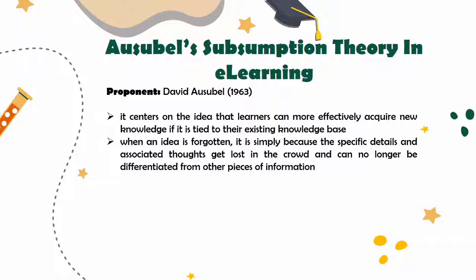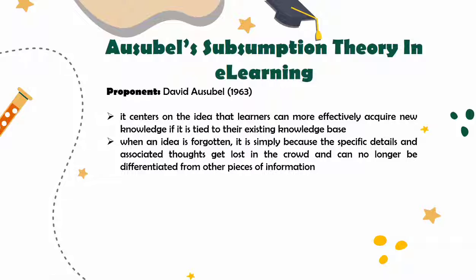So rather than building an entirely new cognitive structure, they are able to relate it to information that is already present within their minds. Okay, next. So when an idea is forgotten, it is simply because the specific details and associated thoughts get lost in the crowd and can no longer be differentiated from other pieces of information. So based upon this theory, meaningful learning can only occur once the subsumed cognitive structures have been fully developed.